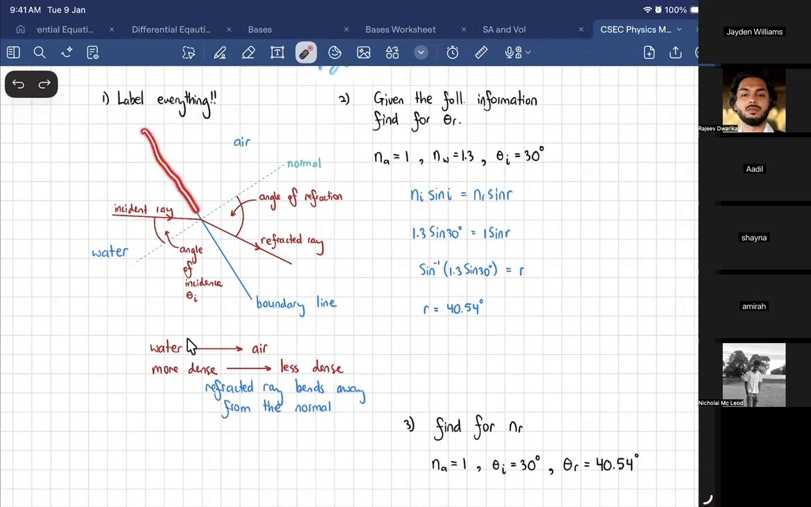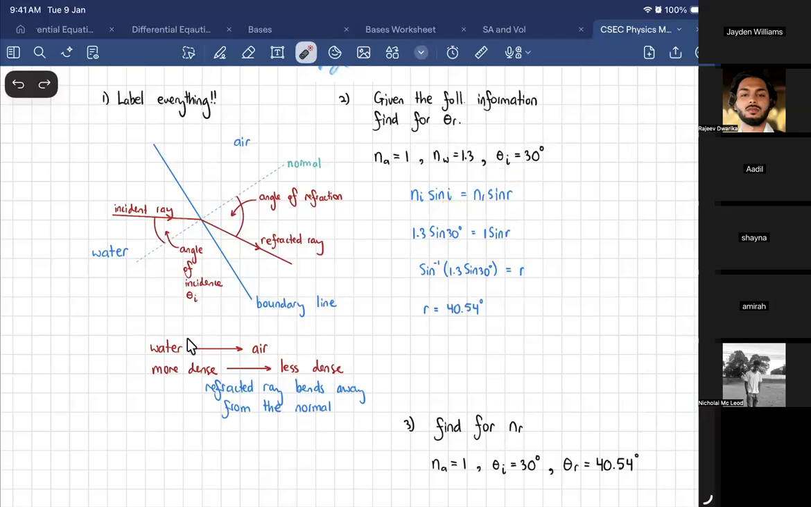So the boundary line would separate the mediums. So where is the incident ray in? The water. Right. So we're going to use the refractive index of water, which is 1.3. So I'll say 1.3. I stands for the angle of incidence. They gave us that as 30 degrees, so I'll plug that in.